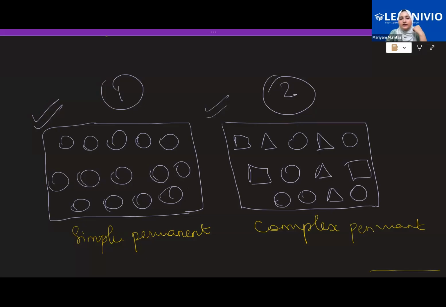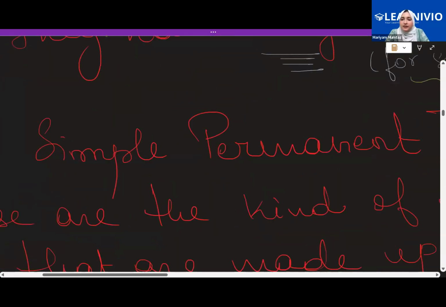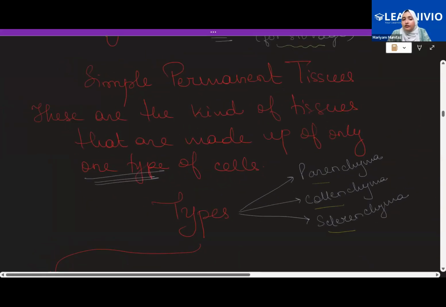Yes, exactly. In the first picture, all the components are of the same spherical shape, whereas here you see different shapes present. This is the basic difference. Simple permanent tissues are those made up of one type of cells, whereas complex permanent tissues are those made up of multiple different kinds of cells. Talking about simple permanent tissues, these are made up of only one type of cells.